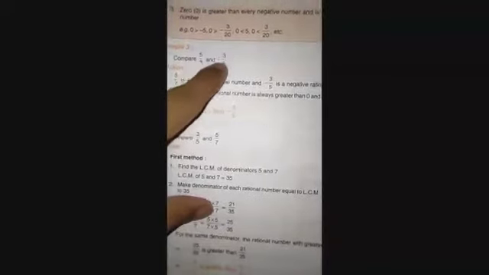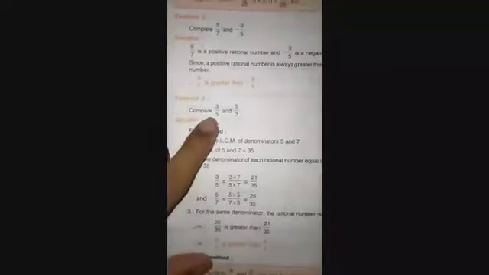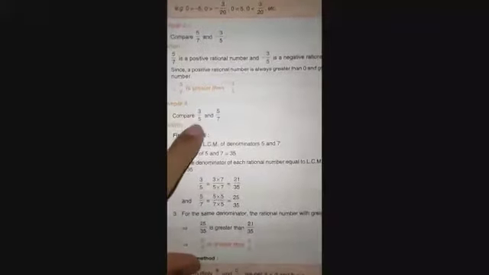So now the example 13 is compare 5 by 7 and minus 3 by 5. So we know that 5 by 7 is a positive rational number and minus 3 by 5 is a negative rational number. So a positive rational number is always greater than a negative rational number, is not it? So 5 by 7 is greater than minus 3 by 5, we can say that.